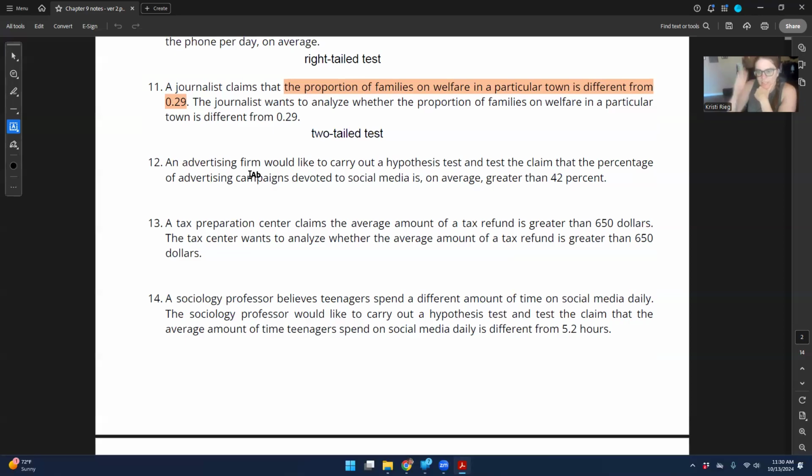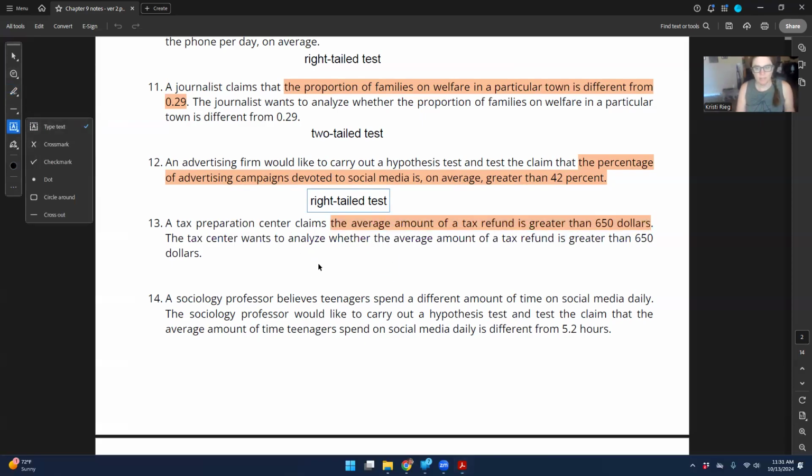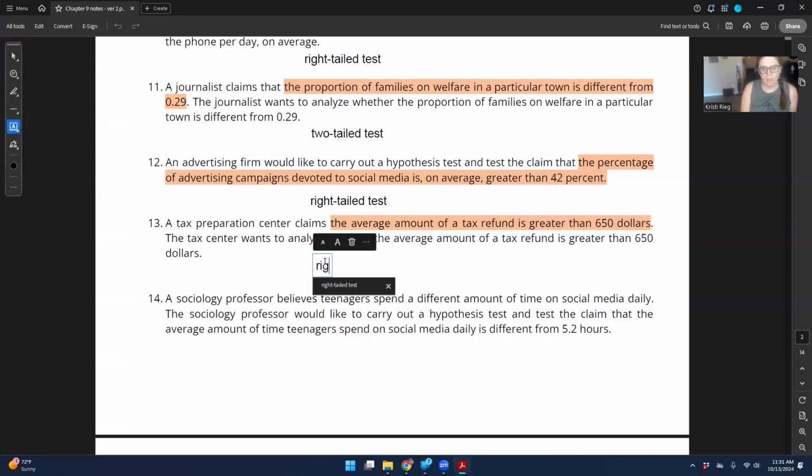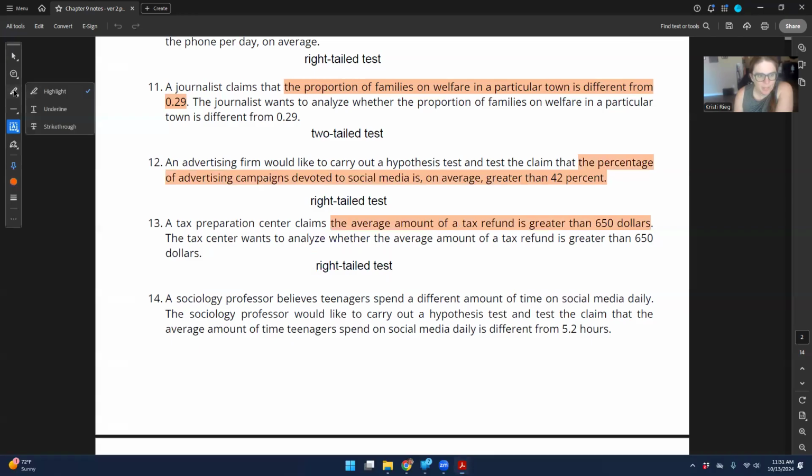An advertising firm would like to carry out the hypothesis test, the claim that the percentage of advertising is greater than 42%. Greater than is to the right. A tax preparer claims that the average amount of the tax refund is greater than $650. Greater than, oh, we just did greater than, so it's to the right. I get to cheat because the software auto fills in my words. Not really cheat, I just mean I get to go faster than if I was writing this by hand.